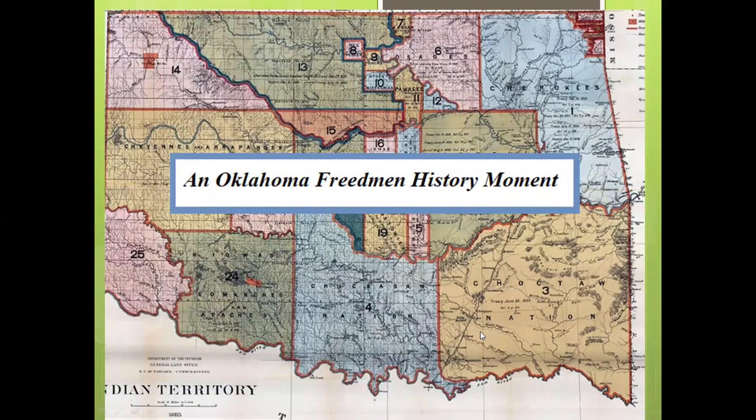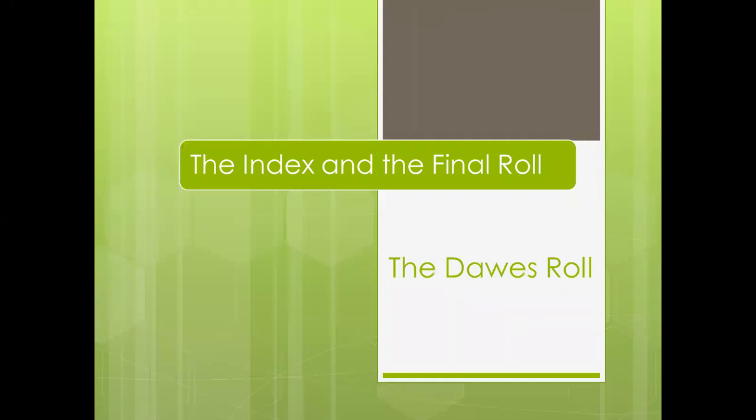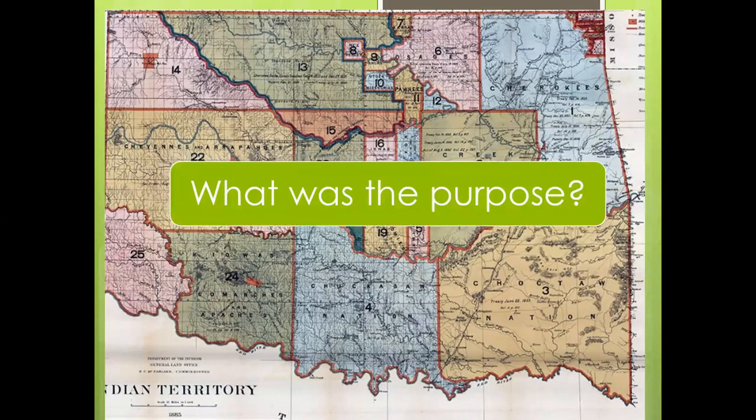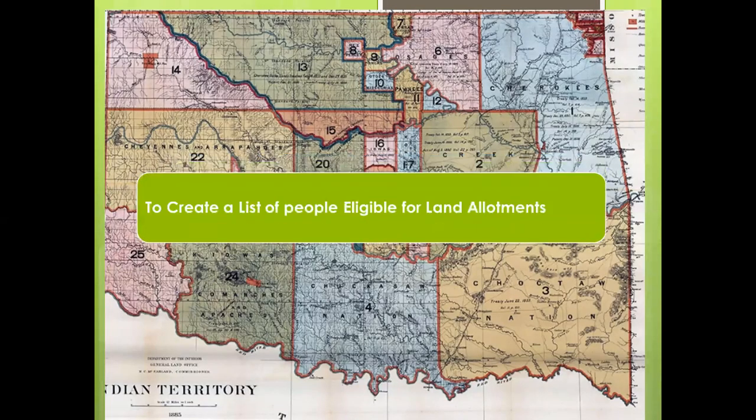This is an Oklahoma Freedman History Moment. Do you know the difference between the index and the final roll? I'm talking about the Dawes Roll. What was the actual purpose of the Dawes Roll?